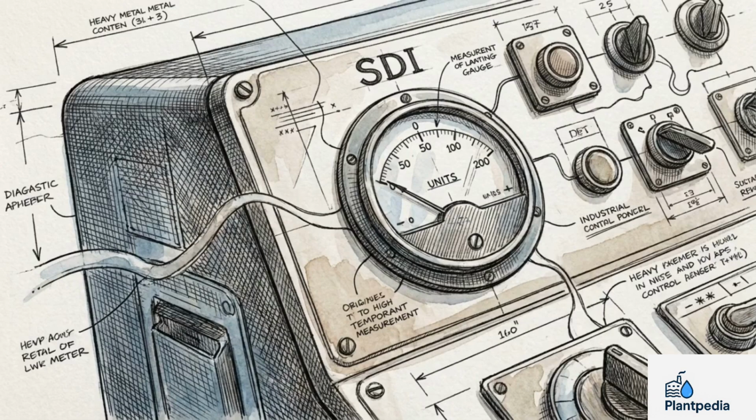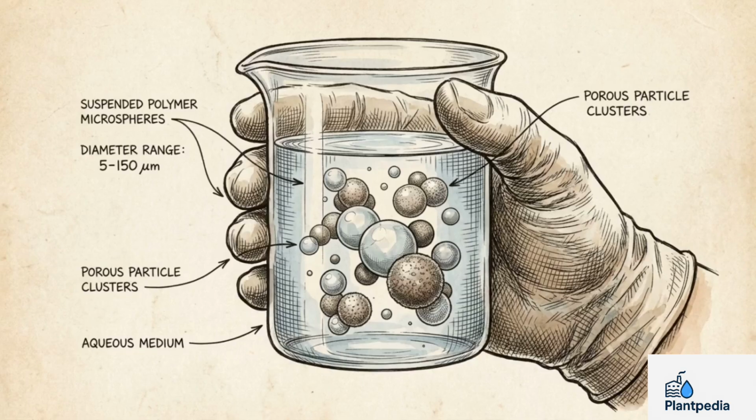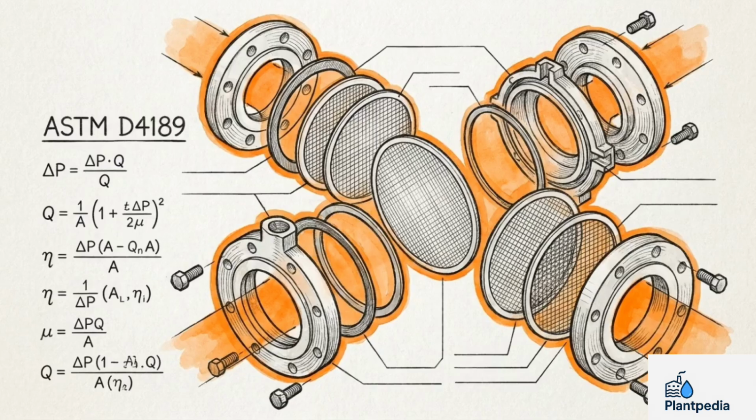In reverse osmosis, we use the Silt Density Index, or SDI, to measure the exact concentration of suspended solids and colloidal matter entering the feed water. It's an industry-standard calculation derived by pushing water through a 0.45 micron absolute filter at a constant pressure.